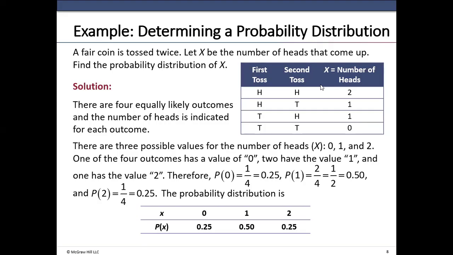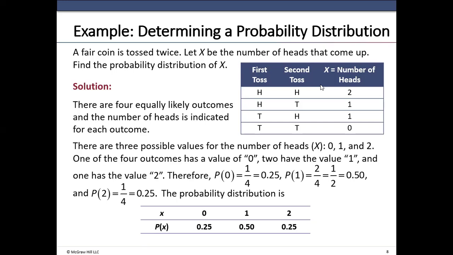There are 4 equally likely outcomes and the number of heads is indicated for each outcome. There are 3 possible values for the number of heads: 0, 1, and 2. One of the 4 outcomes has a value of 0, 2 have 1, and 1 has 2. Therefore, the probability of 0 is 1 out of 4, or 0.25. The probability of 1 is 1/4 plus 1/4, which is equal to half.